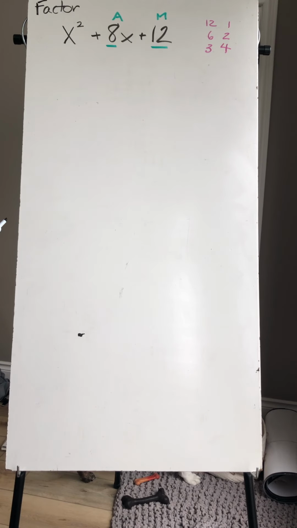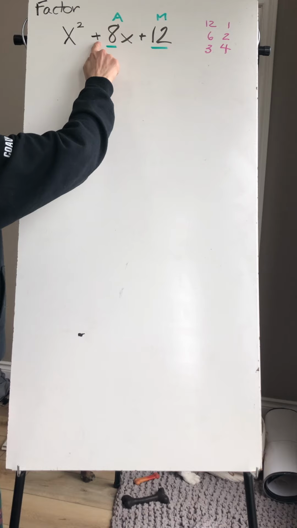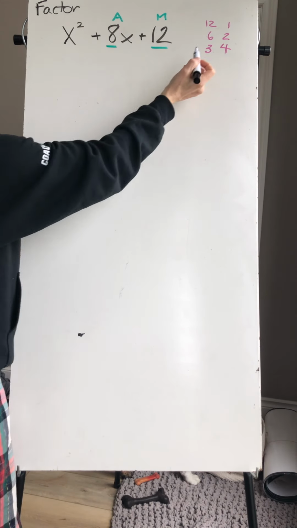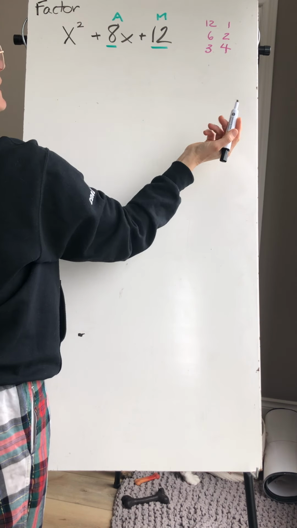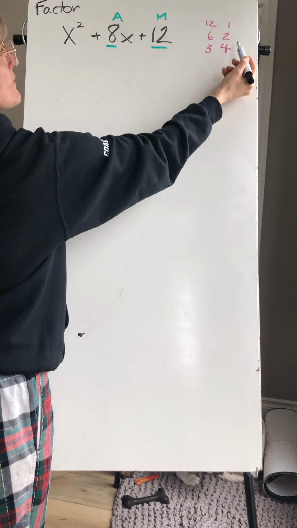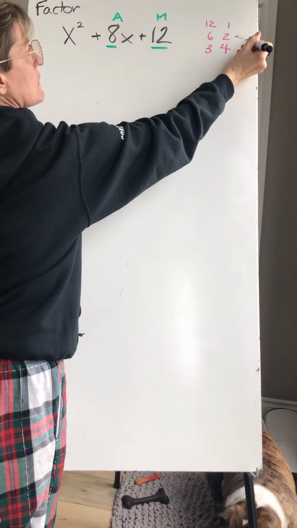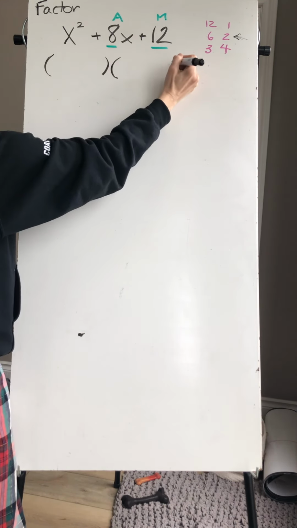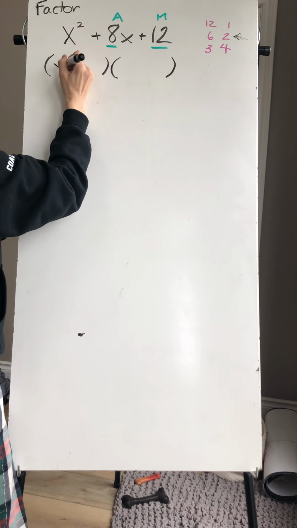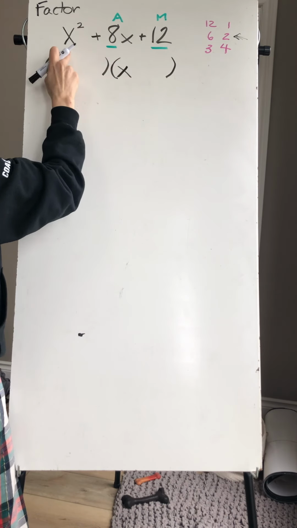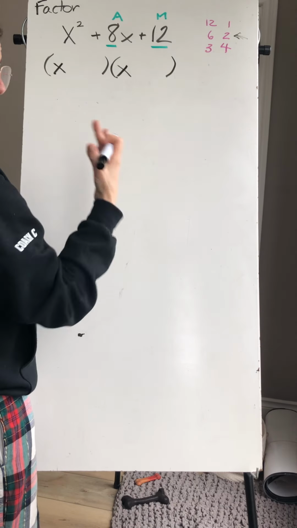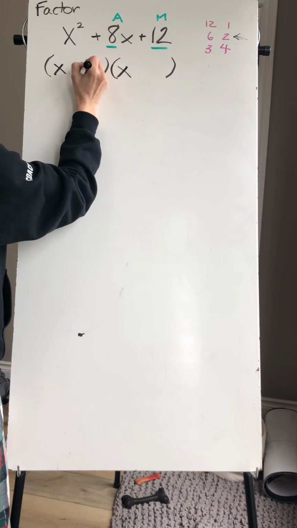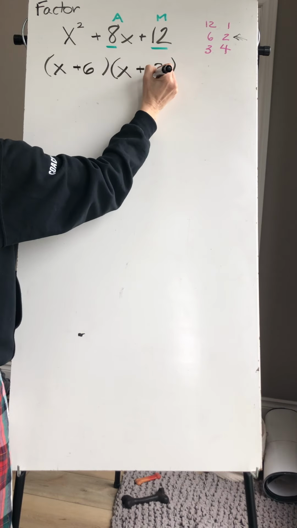Negative 6 and negative 2, okay? But they have to add to a positive, so I'm not going to worry about any negative values. So which of these will add up to 8? Well, obviously, we've got 6 and 2. So that's all you're going to do. You're going to put down two brackets. They're each going to have a binomial in them. X has to go at the front because the only thing that multiplies to x squared is x times x. And then you're going to put plus 6 and plus 2.